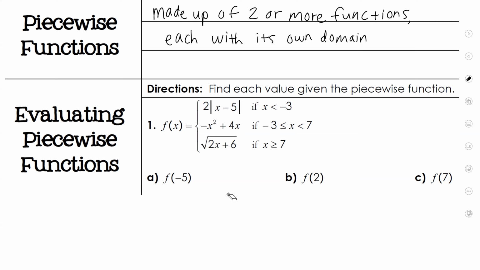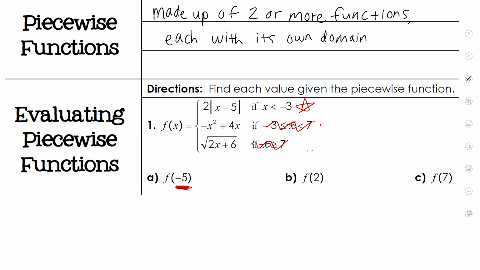All right, so let's look at this first example. It wants us to evaluate when x is -5. So x is -5 is with which domain? Where does -5 fit in these domains? -5 is less than -3, so that means we're going to look at this equation. You guys see that? Okay. Because -5 doesn't fit between these two, and -5 is not greater than 7. So the only one it works with is this top one. So that's the function we're going to use.